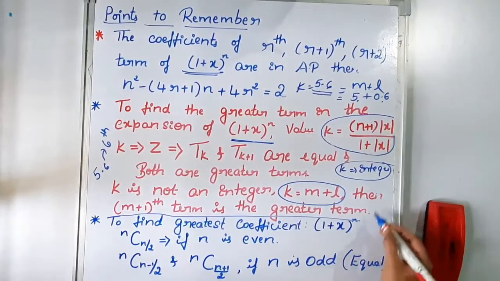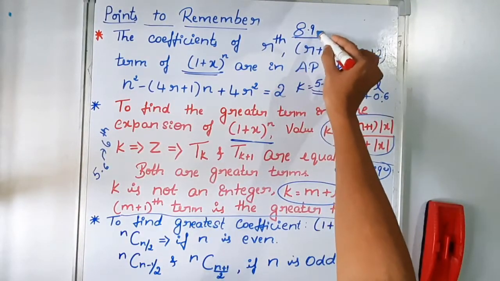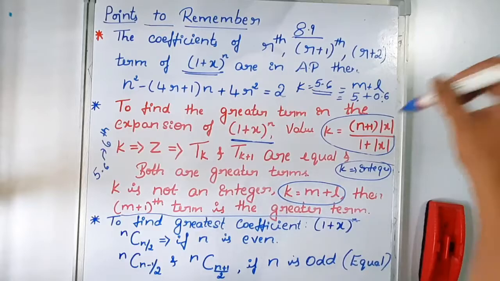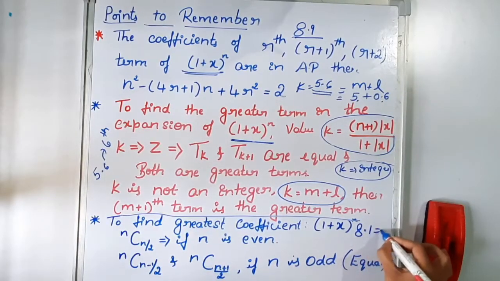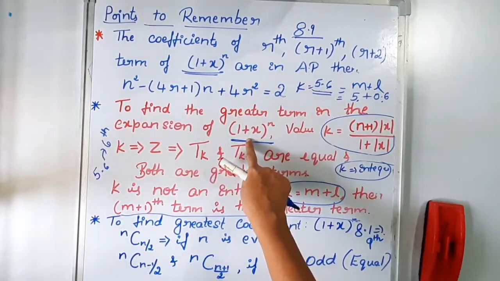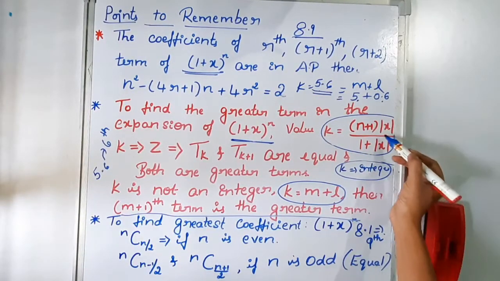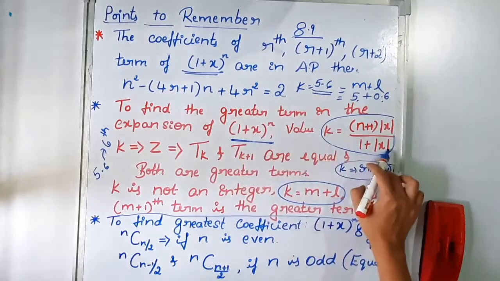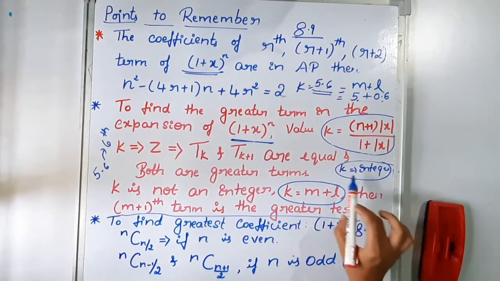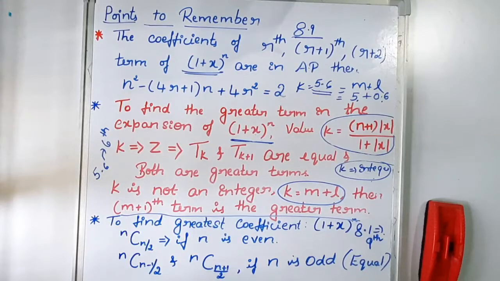Is it clear? If I say 8.9, this can be done as 8 plus 0.9. So m plus 1 means the next to this one. 8.9 is very close to 9, so it will be 9. If it is 8.1 also, the greater term will be the 9th term. Okay. In this way you can remember. Remember, to find the greater term, the formula is (n plus 1) x divided by 1 plus mod x. This is always positive. If k is an integer, then that will be the greater term. If k is not an integer, then you have to go to the next number. So it will be the greater term.